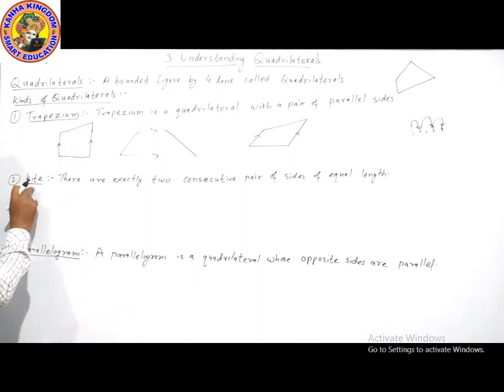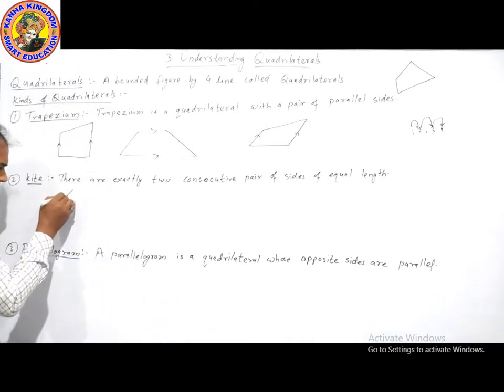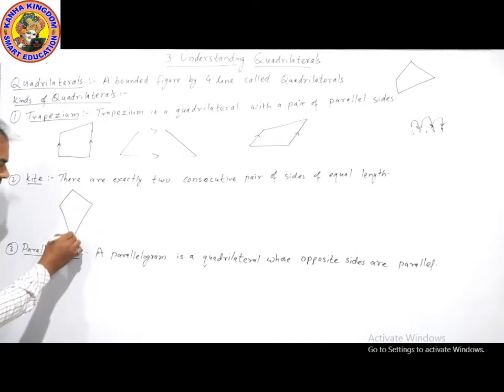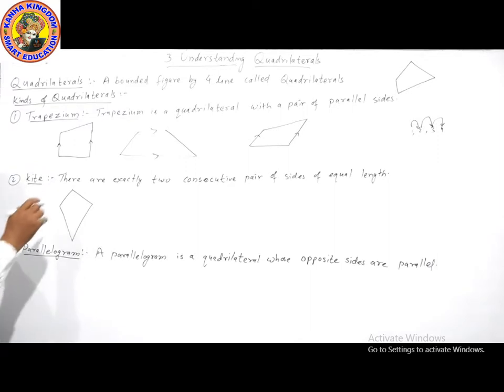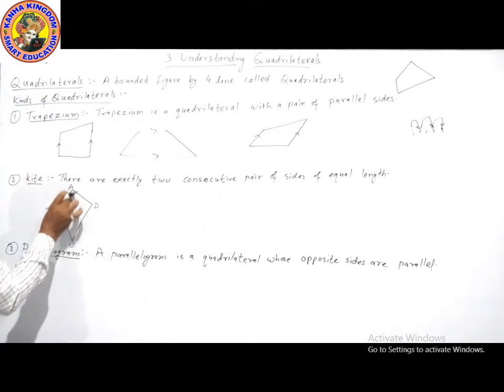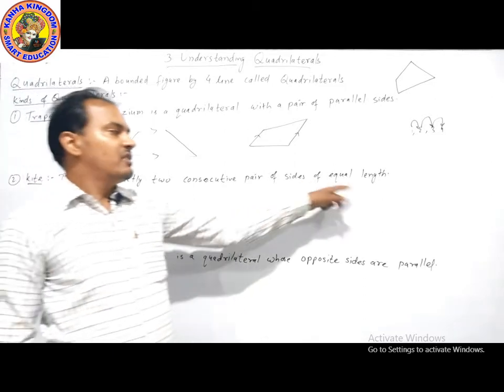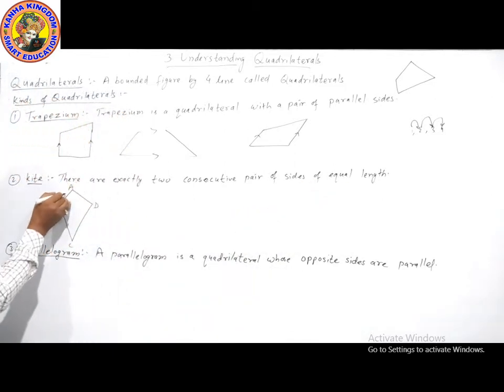What is the diagram of a kite? In Hindi we can say patang. This is our diagram of a kite. Naming the diagram A, B, C, D. This is the name of the kite, A, B, C, D. Here are two consecutive pairs, one pair and another pair. First pair, second pair of equal sides. The pair is equal.